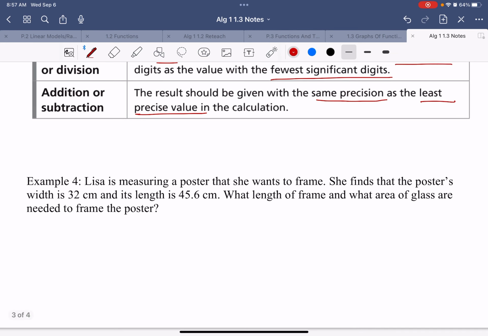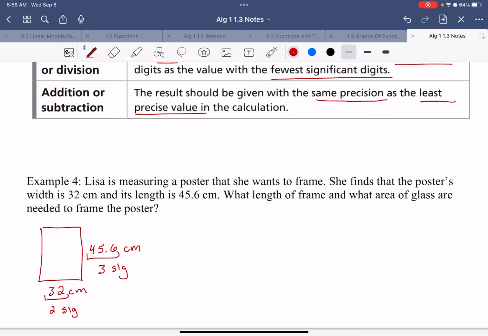For example, Lisa is measuring a poster that she wants to frame. She finds the length of the poster. So I'm going to sketch a poster. Always a good idea, guys, to sketch a picture and label stuff. The poster's width is 32 centimeters. That has two, what we call sig figs, significant digits. Significant figures, we use sig figs. We kind of shorten it that way. And this is 45.6 centimeters. That one has 3 significant digits.